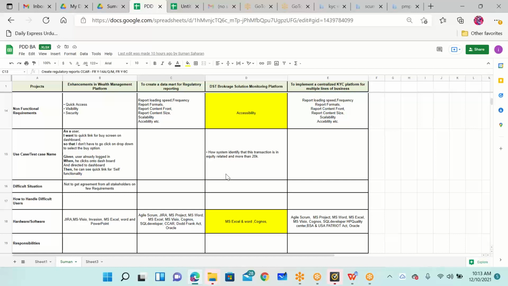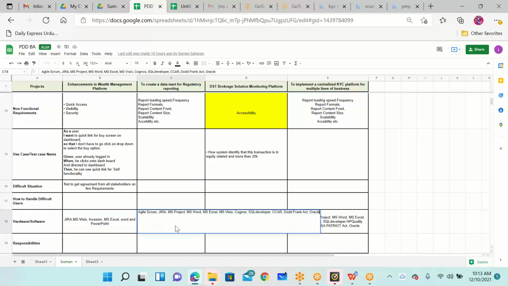Jira, Visio, Invasion, MS Excel, Word, PowerPoint. This is for the CCAR project? No, but I have just stuck the first row. You can check this one. It is wealth management. Okay, so Jira, MS Visio, Invasion. You have Agile Scrum, Jira, MS Word, CCAR, Dodd-Frank Act, Oracle.